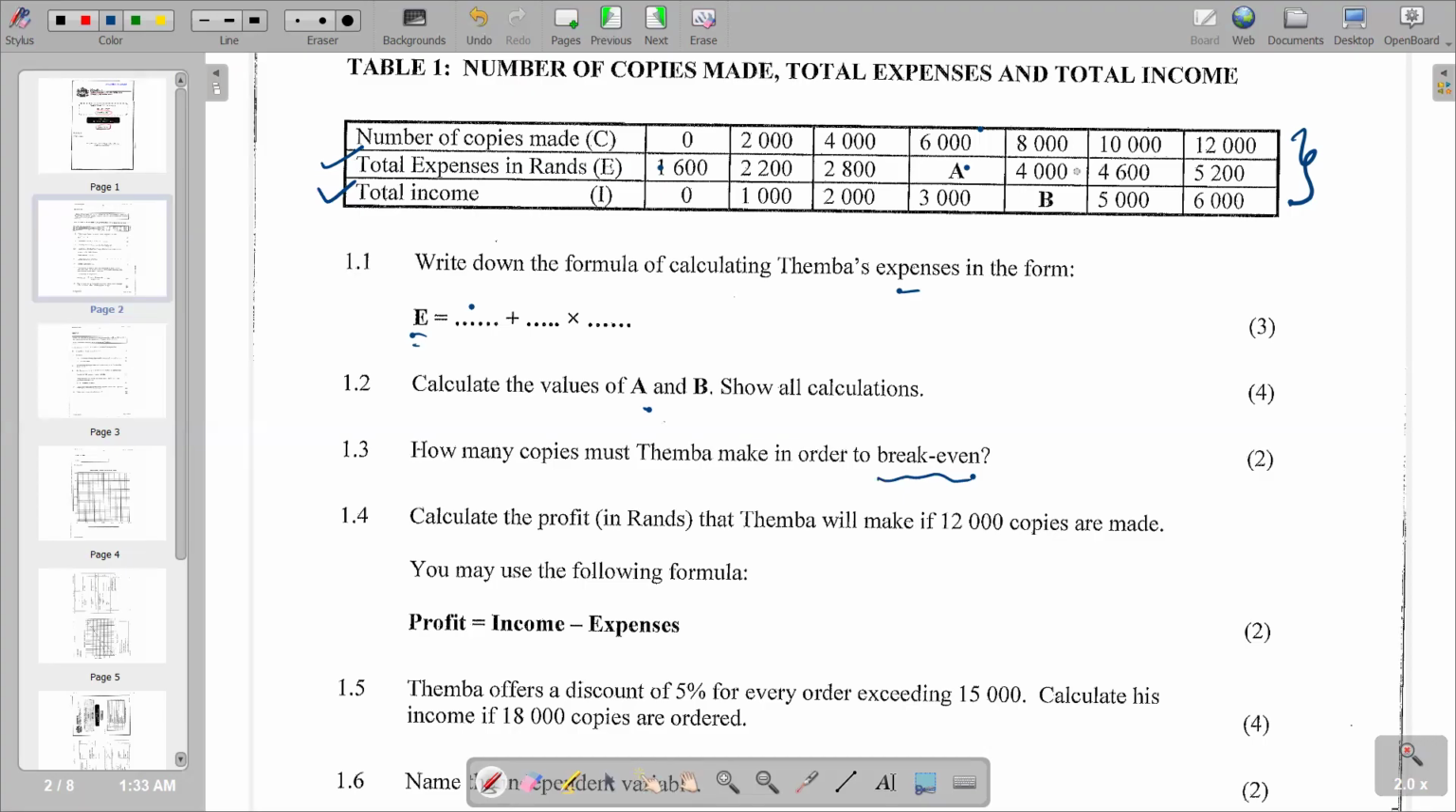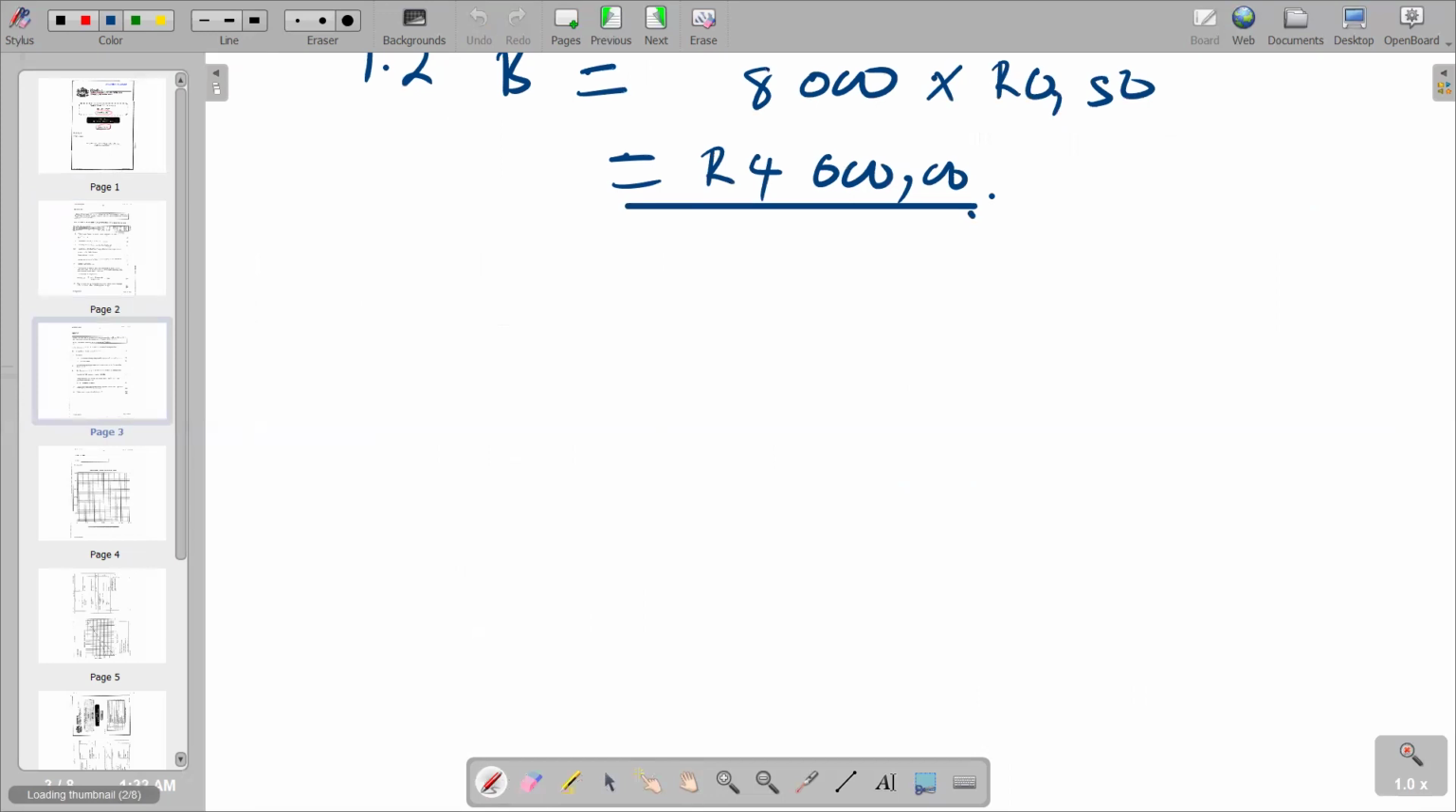You see that at 8,000, we've got 4,000 here. In our calculation, we got 4,000. So it means here B is 4,000, which is equal to our total expenses. So the number of copies is 8,000. So for 1.3, the answer is 8,000 copies. Then we can try to move on to the next question, which is now 1.4.